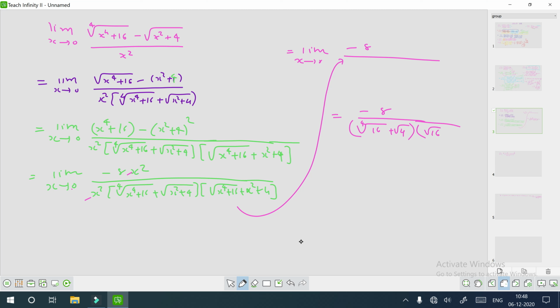Here we are putting x is equal to 0. Here also put x is equal to 0, plus 4. So that is equal to minus 8 upon 2 plus 2. Yes or no? Here we get 4 plus 4. 8 gets cancelled. Minus 1 by 4 is the answer.